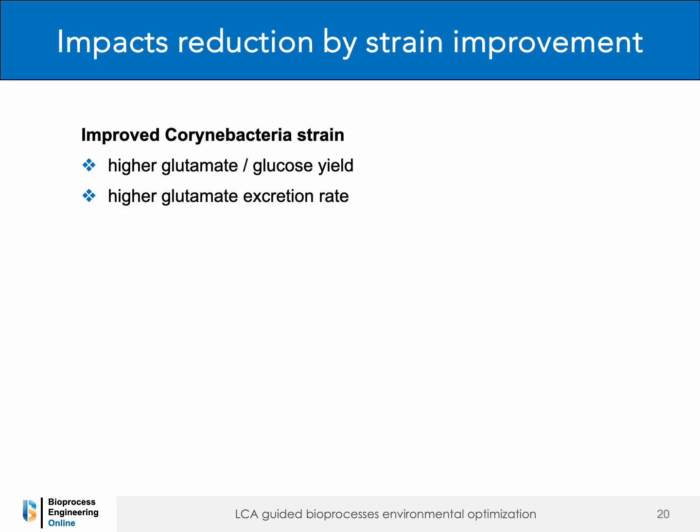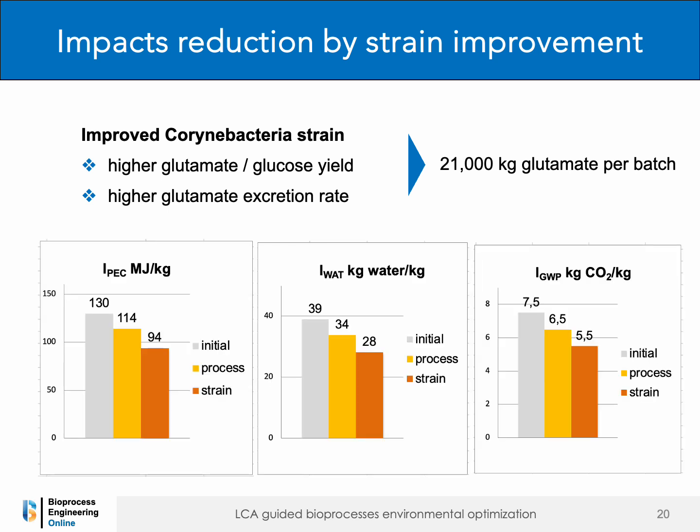The second approach to reduce environmental impacts of the glutamate production process is the improvement of the Corynebacterium microbial strain. The selection of a strain with a higher glucose conversion yield into glutamate and a higher glutamate excretion rate results in an increased glutamate production from 18,000 to 21,000 kilograms per batch. This strain improvement results in a further decrease of the 3 PEC, water and GWP impact indicators.